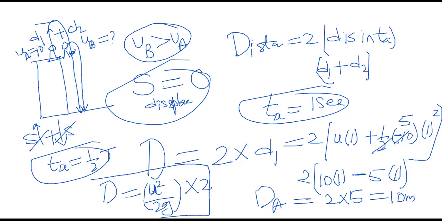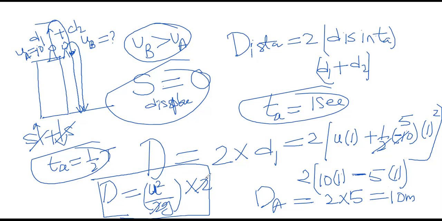Remember this. For a body thrown upwards and coming down, what is the distance? This is the shortcut formula: u square by 2g into 2. Is it understood? You'll get the same answer, 10. Why u square by 2g? I hope you know that much. When a body is thrown up, h max is equal to u square by 2g upwards and u square by 2g downwards. So double that and you'll get the same answer.